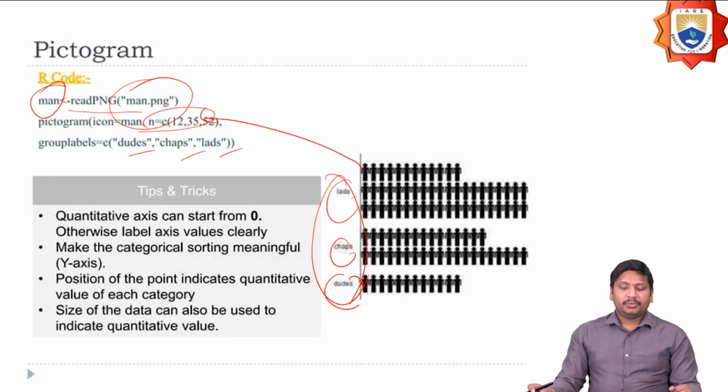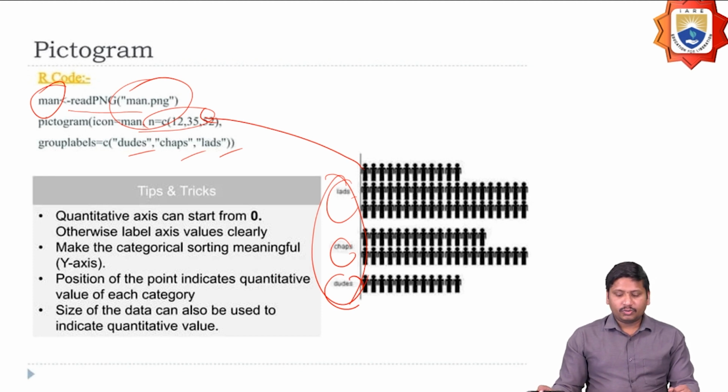And here also the tips and tricks should be the same. The quantitative axis should start with 0, make the categorical sorting meaningful, the position of the point indicates the quantitative value of each category, and the size of the data can also be used to indicate the quantitative value.